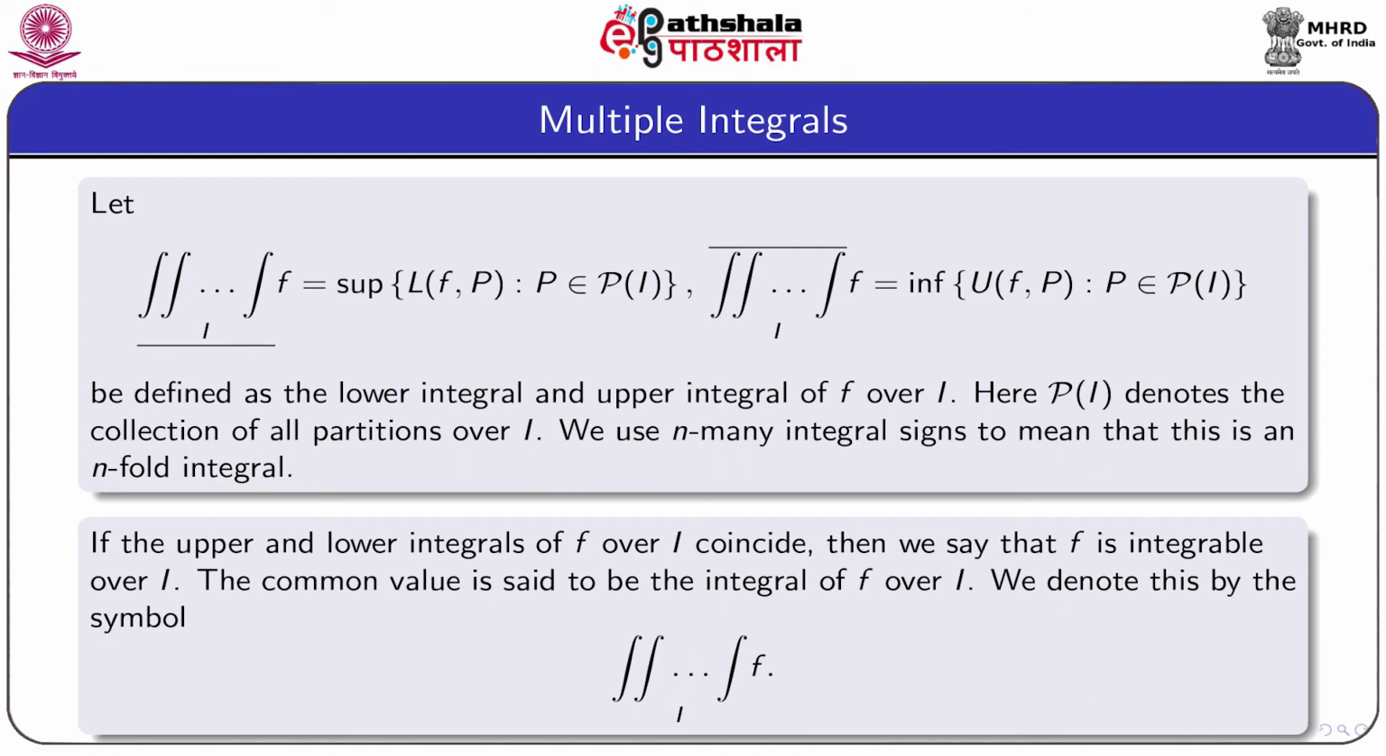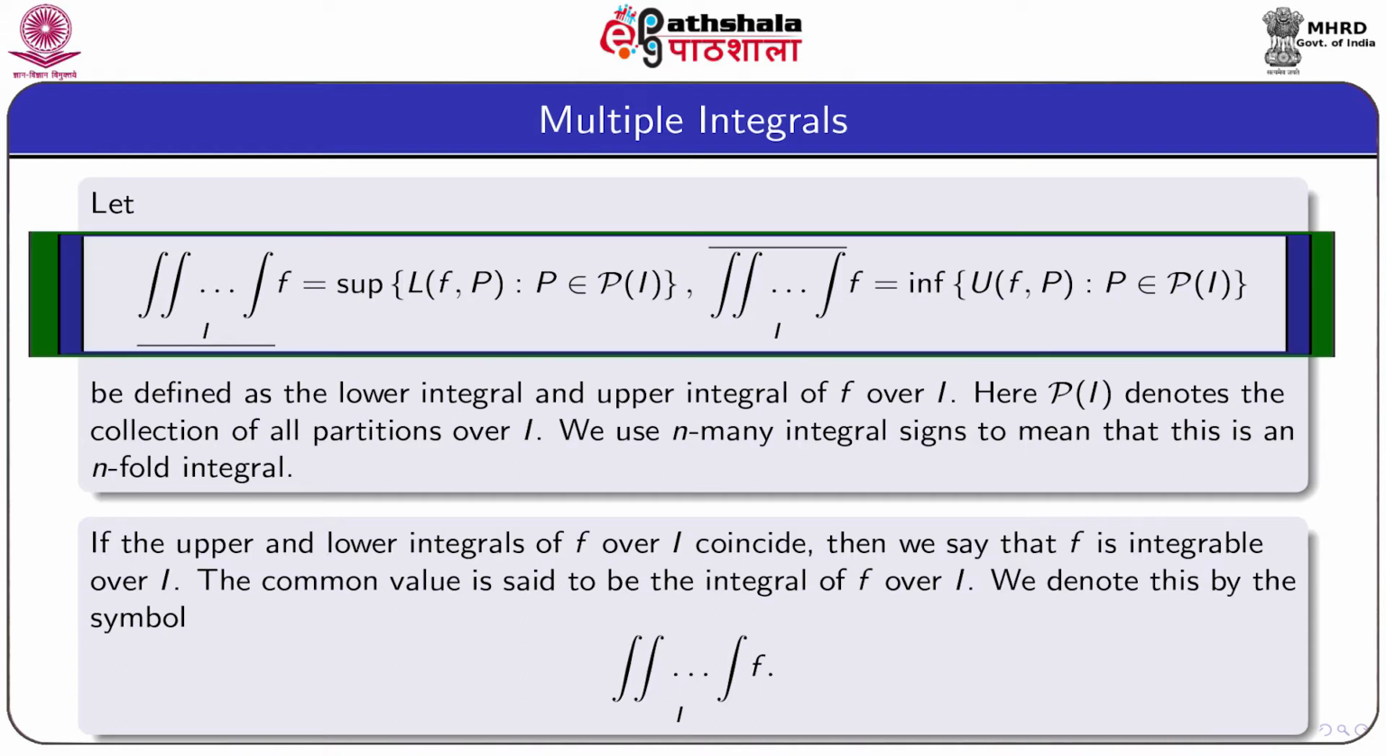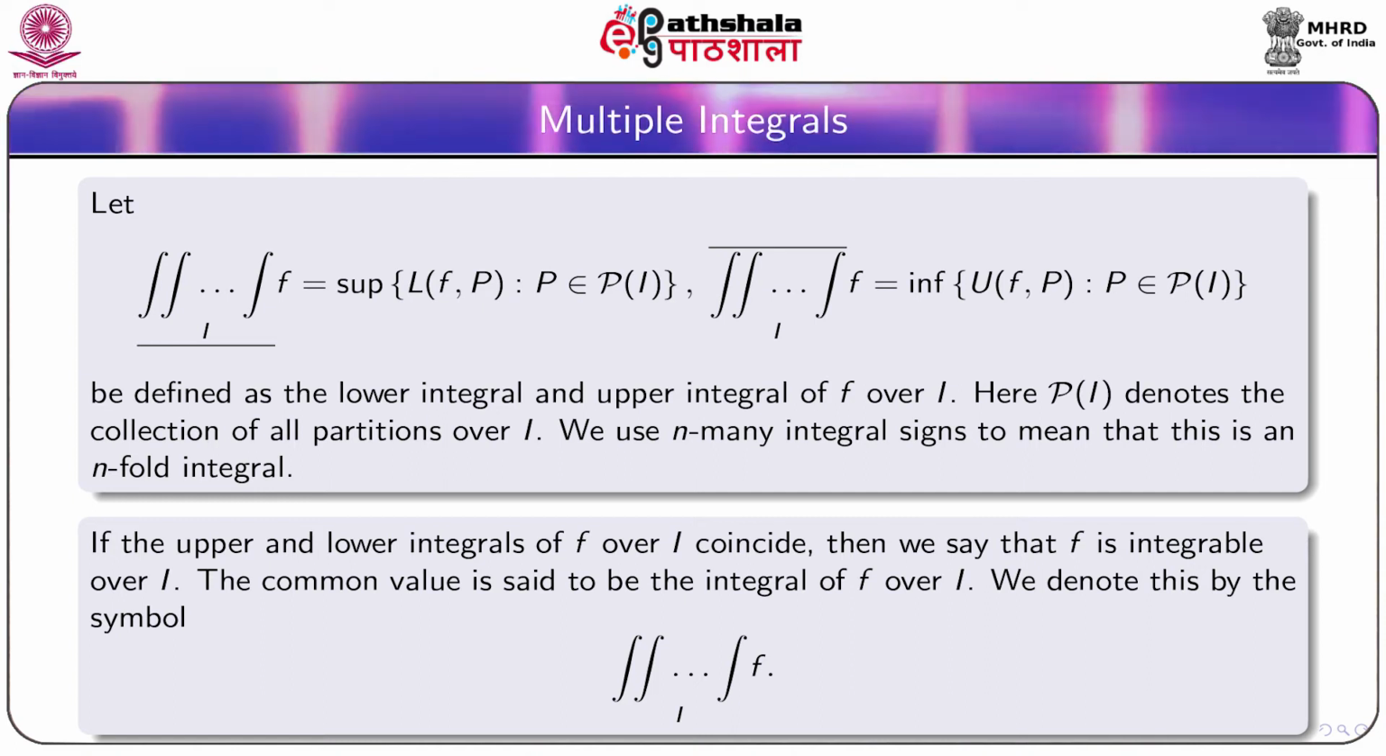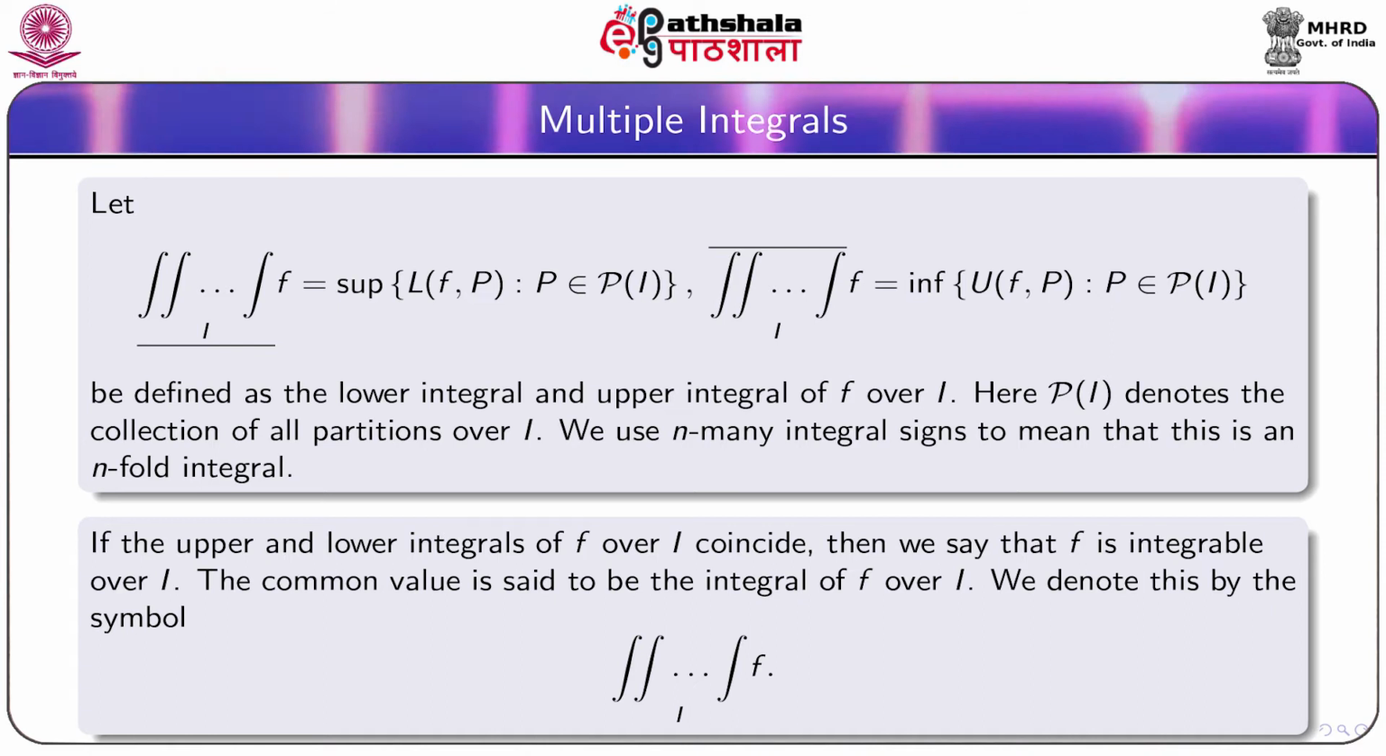We use n-many integral signs over I and then put a line below f to define the supremum of L(f,P), where P comes from the collection of all partitions of I. Then we define another quantity, which we denote by n-many integral signs, put I below it and put a bar over it, applied over f, by the infimum of U(f,P), where P is any partition of I. We call them the lower integral and the upper integral of f over I. Clearly here Π denotes the collection of all partitions over I.